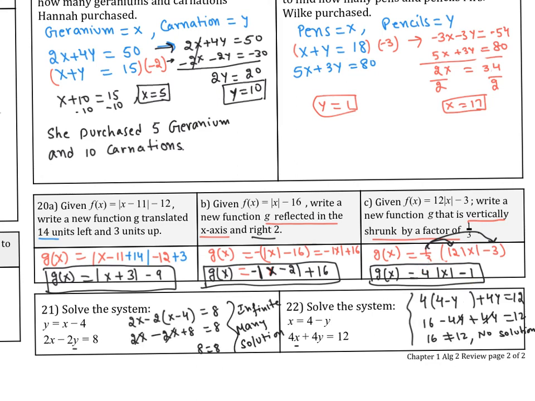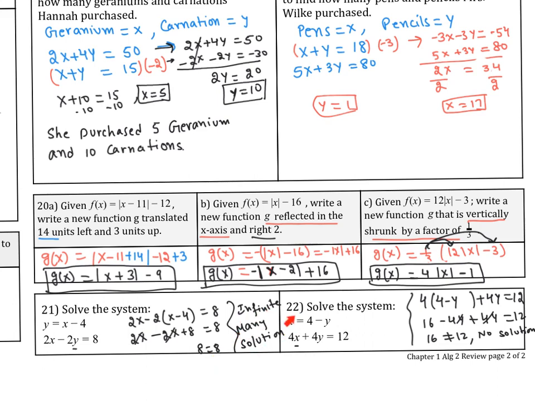For 21, you're going to use this y value and plug it in for here. So it's going to be 2x minus 2 times x minus 4. Distribute the negative 2 inside. You're going to get 2x minus 2x plus 8 equals 8. Positive and negative 2x cancel, so 8 equals 8 means infinite many solutions.